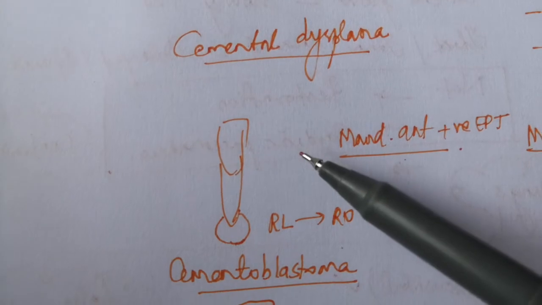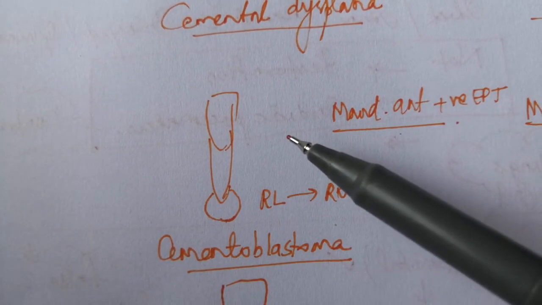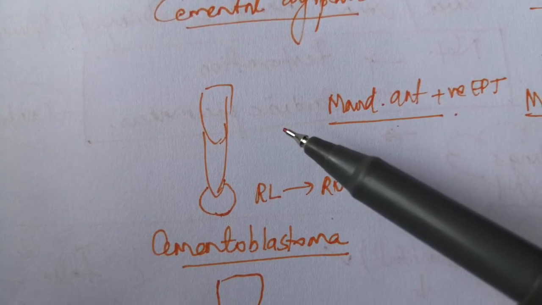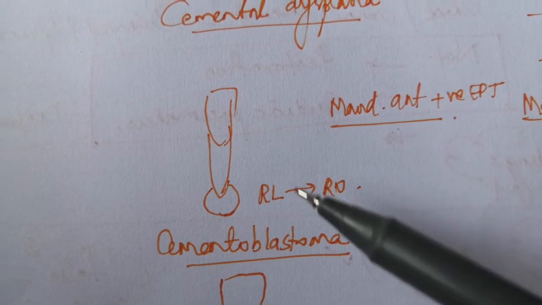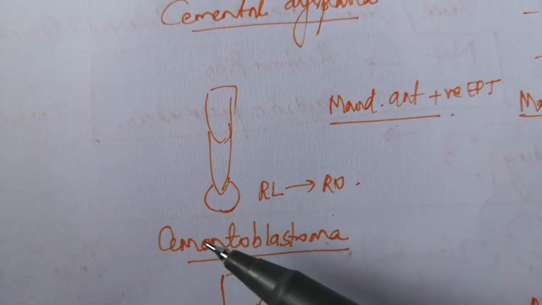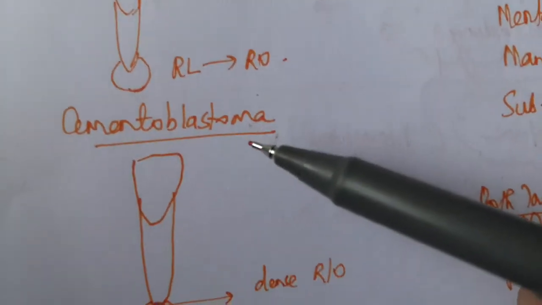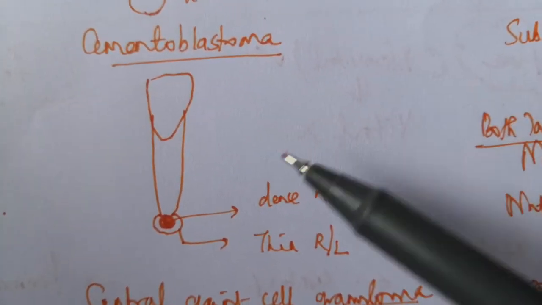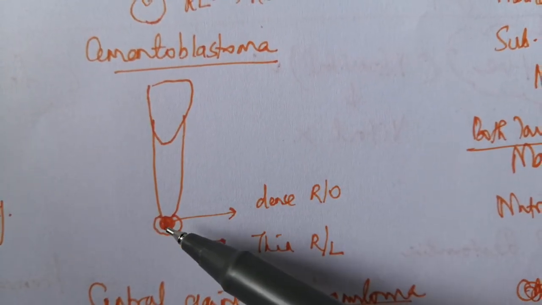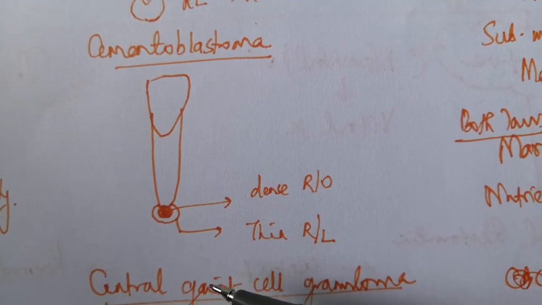It may be a cemental dysplasia too. In that case, mostly it will be in the mandibular anteriors with the electric pulse testing positive of that tooth, and there will be a radiolucency, which initially will be radiolucent and later will become radiopaque. If it is an ameloblastoma, there will be a dense radio opacity surrounded by a thin radiolucency.